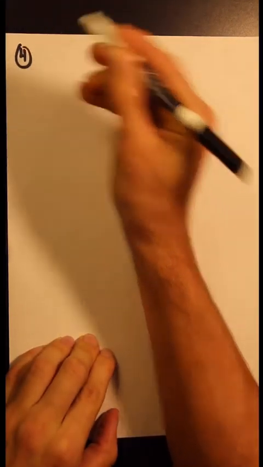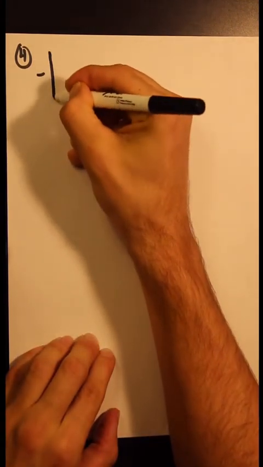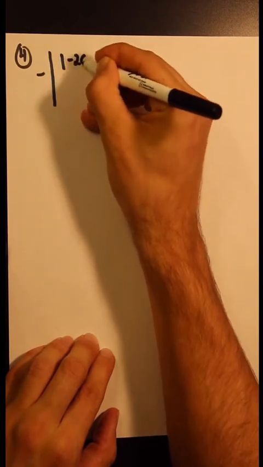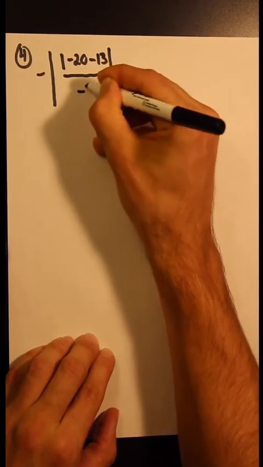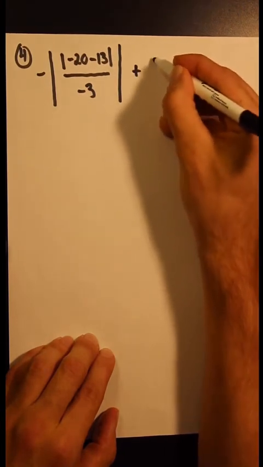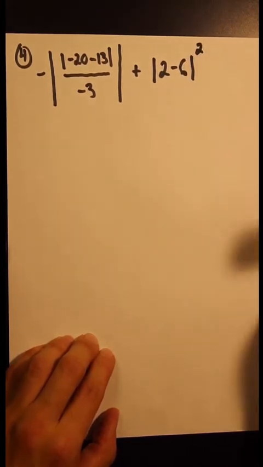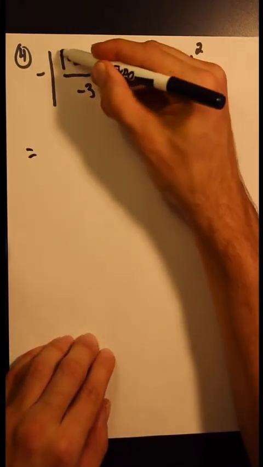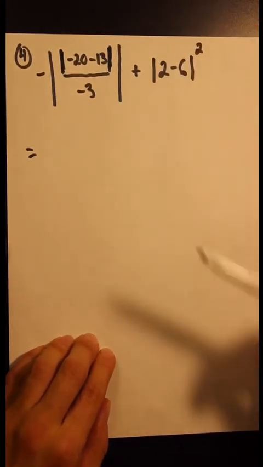Example 4. Let's try a bit of a harder one this time. So let's have negative absolute value, the absolute value of -20 minus 13 over -3, plus the absolute value of 2 minus 6, squared. So this one's a little bit more complex, and by the way, these are absolute values here. These are not ones, just in case you get confused.